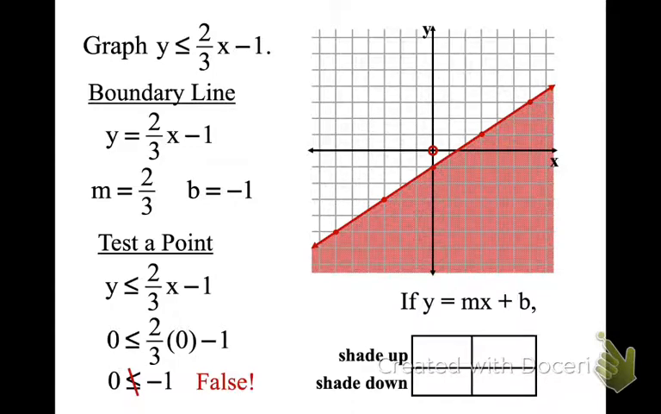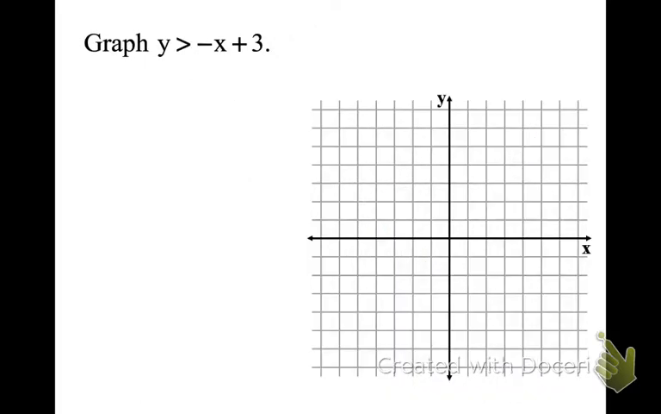You have to have a way to figure out which way to shade. I don't like to copy the boxes because I always can't remember, is it left, is it right, is it up, is it down? So I just make sense of my y-intercept. Okay? All right, let's try this one. Pause the recording and you guys try graphing this one.